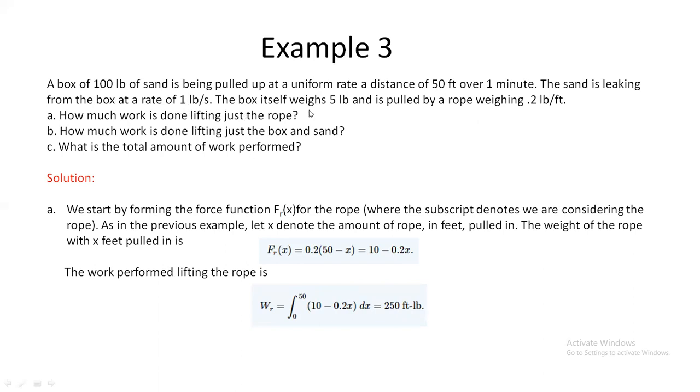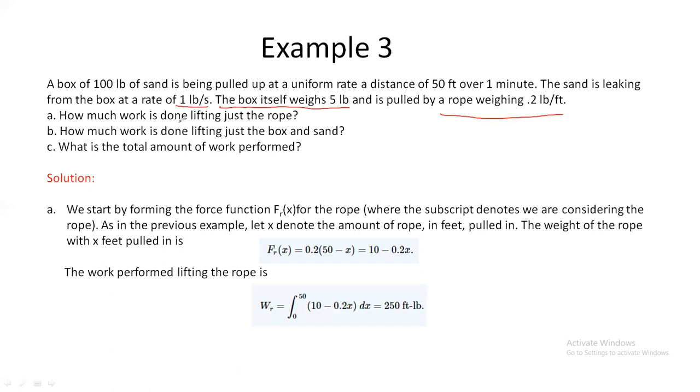So the box itself, you have to consider, has its own weight, which is 5 pounds, and is pulled by a rope weighing 0.2 pounds per foot. So this is now an extension of example 1. Why do I say an extension? You have the rope to consider, which weighs 0.2 pounds per foot. You have the box, which has a fixed weight of 5 pounds. And you have the sand leaking at 1 pound per second from your box. So it escapes the box at 1 pound per second.